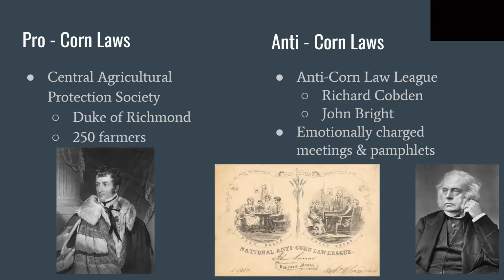They were both big supporters of free trade and were part of Parliament. The Anti-Corn Law League was based in Manchester and had support from many industrialists, especially in the textile industry. They borrowed many of the same tactics first used by anti-slavery protesters. Among these tactics were the use of emotionally charged meetings and pamphlets. 9 million pamphlets were distributed by a staff of 800 people in 1843 alone.